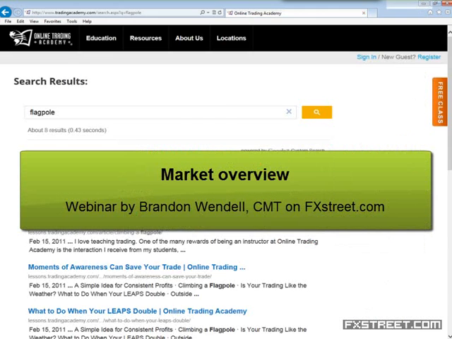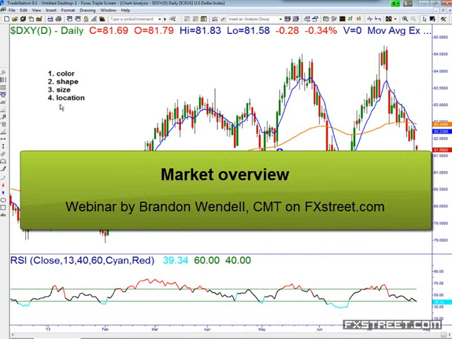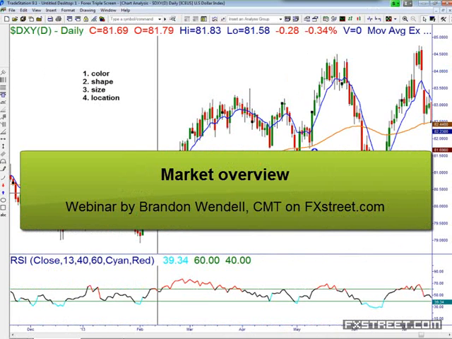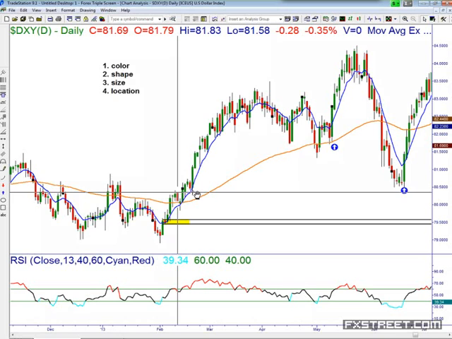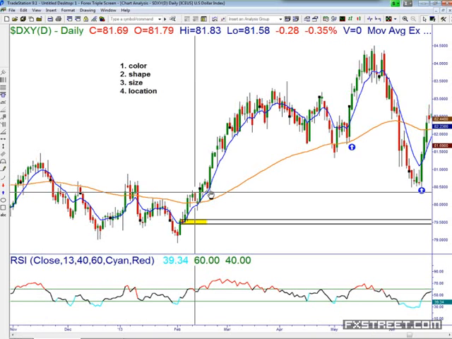And then, of course, the most important thing is location. Are we at a supply or are we at a demand zone? And the next question, how far back do I look to see if a level's fresh? I just look back to see if prices traded through that area before.